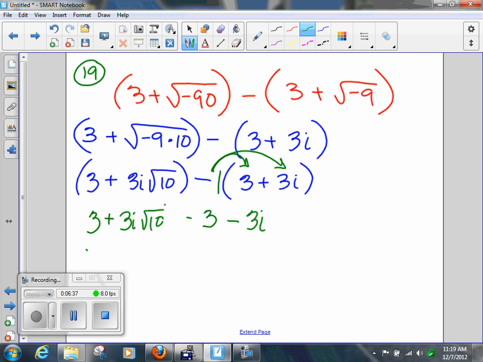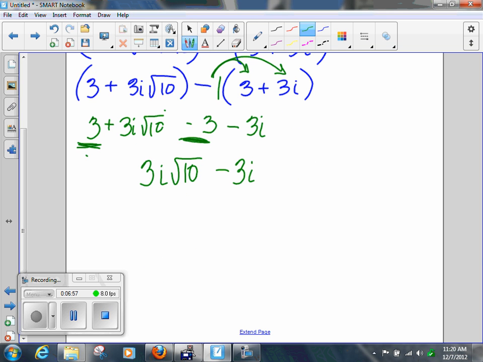Great. Now it's when I'm going to combine my like terms. My 3, plain old 3 with plain old 3. And then what? Well, what happens to 3 minus 3? It cancels each other out. It's 0. I get 3i root 10 minus 3i. Okay, that's weird. But look at your options. Factor out the GCF, which is what? 3i. It's just like having 3x times the quantity, root 10 minus 1. You cool with that?